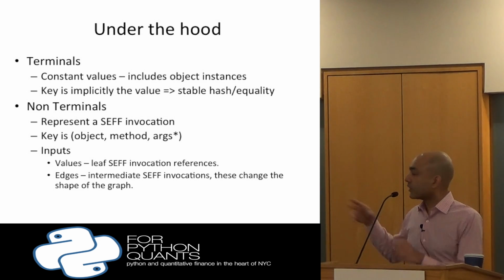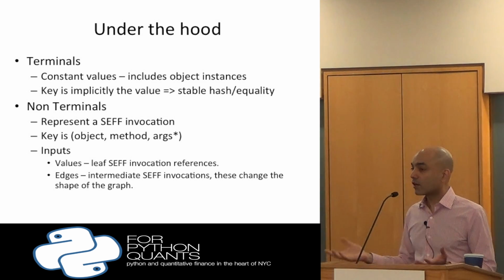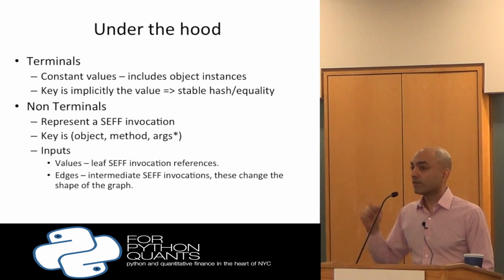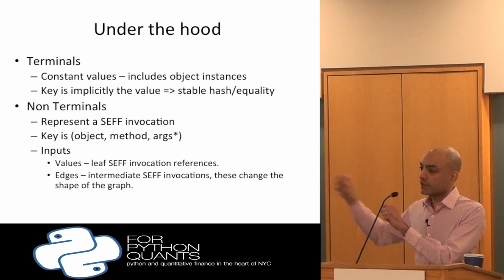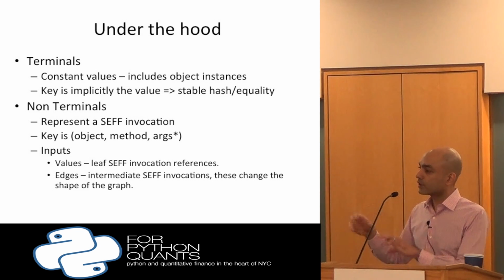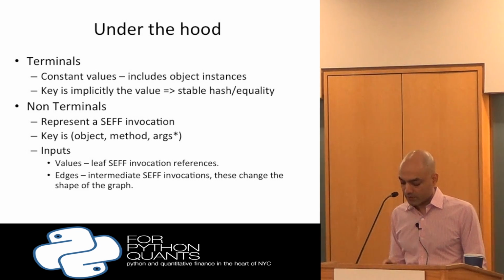So if you have an intermediate reference, which we'll talk about in a bit, these change the shape of the graph. So this is something, for example, Excel does not have an analog for. So a leaf Ceph invocation is just like A1 equals A2 plus A3. So A2 and A3 are leaf references. But if you could actually compute what cell you're going to depend upon, that's an edge input. That's actually very useful.